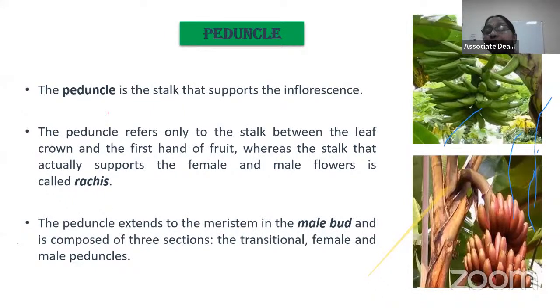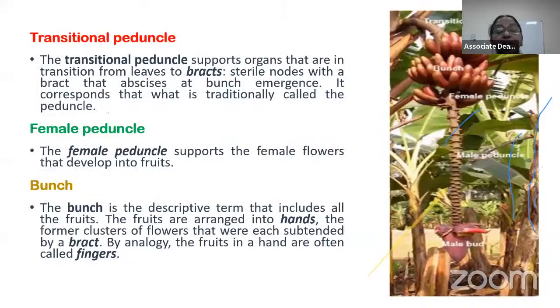Here you can see this one is the peduncle. The stalk between the leaf crown and the first hand of the fruit is known as the peduncle. Whereas the stalk that actually supports the female and male flowers is called the rachis. So in between the female and male flowers, you will find this rachis.